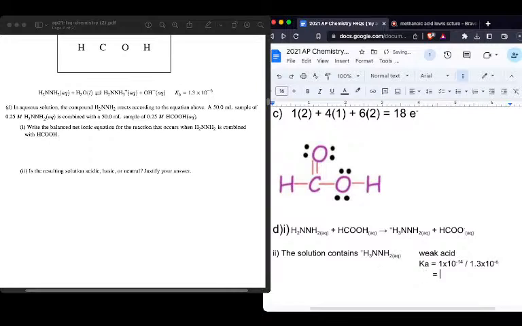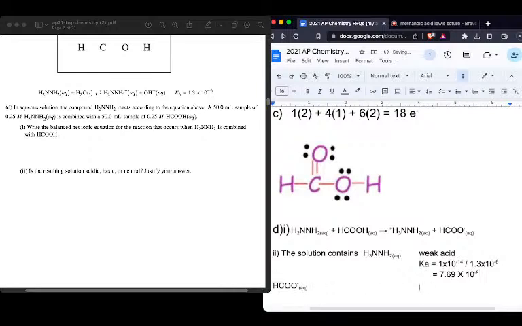You are allowed to use a calculator on this. Negative 14 divided by 1.3 times 10 to the negative 6. This is 7 point something times 10 to the negative 9, .69-ish. What I'm measuring here is the relative acidity of the conjugate acid that we think we are making in solution. And I'm going to compare that to how basic this is.